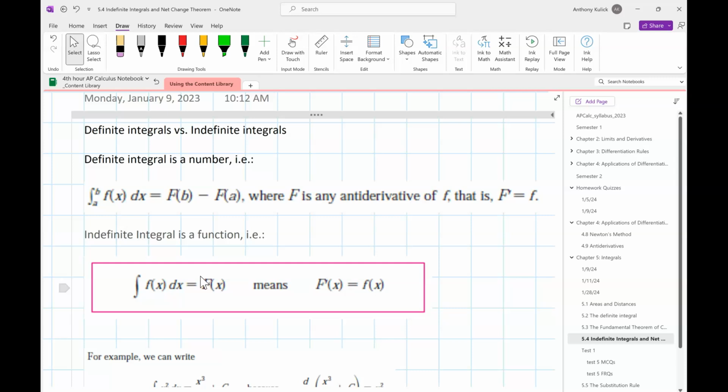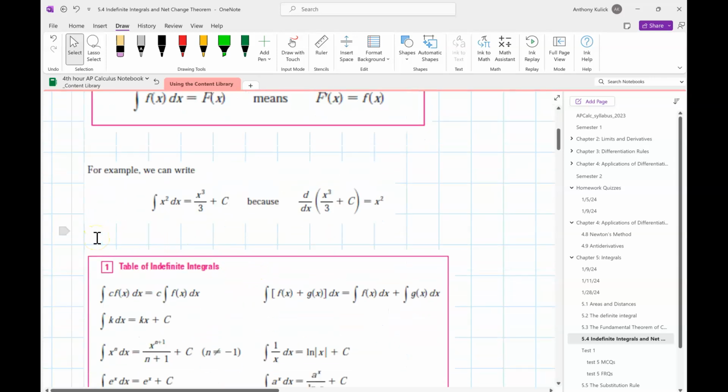So the key to remember: a definite integral, where we have bounds on our integral symbol, is a number. It's just the antiderivative at b minus the antiderivative at a. An indefinite integral, no bounds on our integral symbol, is a function of x. Just like when we take the derivative of f of x, we get a function of x, when we take the indefinite integral of a function, we get a function in x.